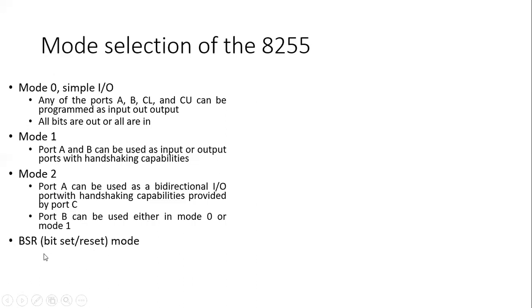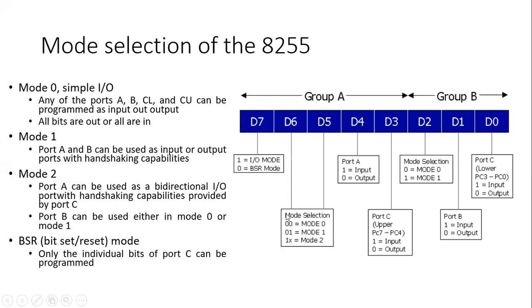Then the next mode is called BSR, the bit set or reset mode. Here only the individual bits of port C can be programmed. It means the complete port C cannot be used; only the individual bits of port C can be programmed. What we do is use a control register like this.